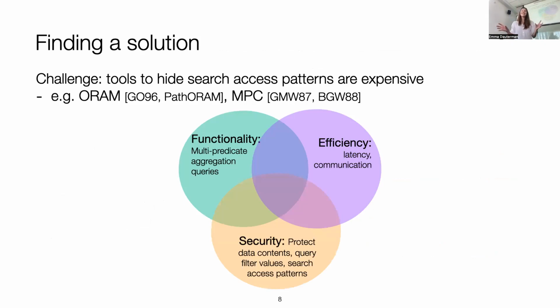So we'd like to achieve these three goals. Functionality, so multi-predicate aggregation queries. Efficiency, so we'd like to minimize latency and communication, while also protecting the data contents, query filter values, and search access patterns. And so our system, Waldo, is going to achieve all three of these simultaneously.